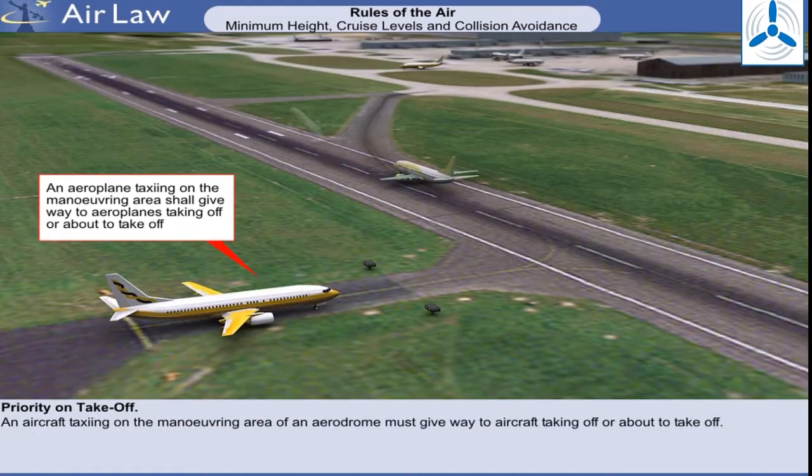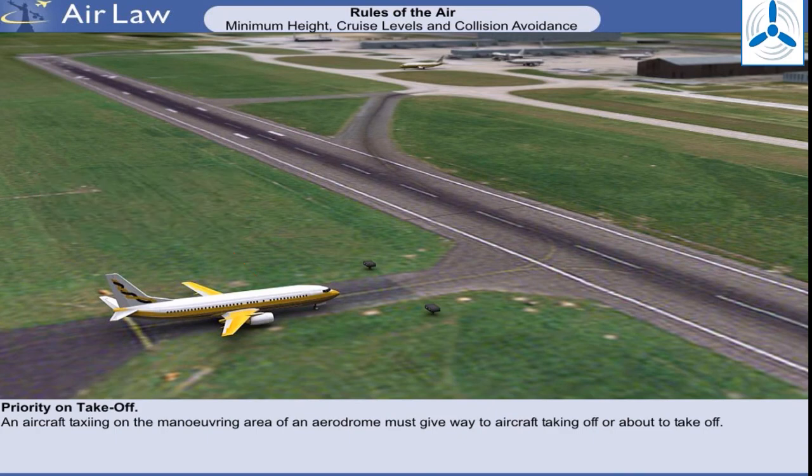Let's pass now to the issue of priority on takeoff. An aircraft taxiing on the maneuvering area of an aerodrome must give way to aircraft taking off or about to take off.